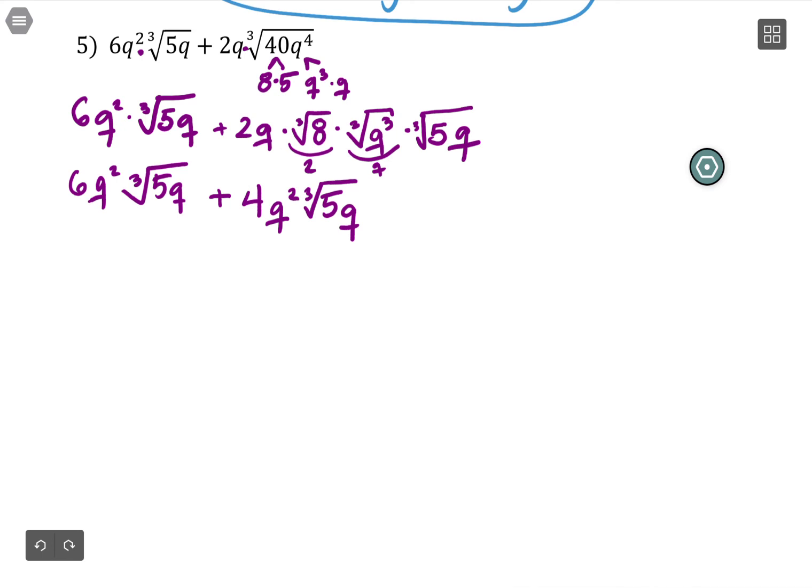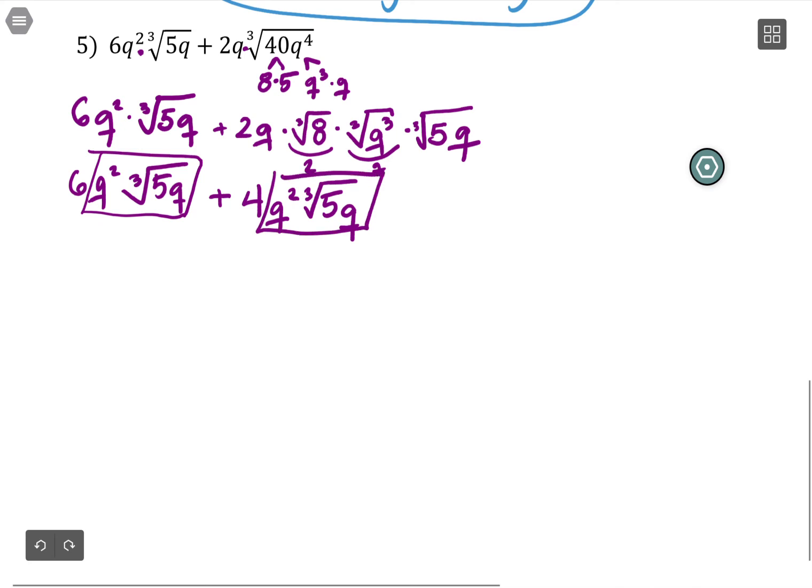So the only thing that doesn't have to match is the coefficient. So here's my apples, and these are also apples. Q squared, cube root 5q's are what we're adding up. We have 6 of them. We add 4 of them. We're going to end up with 10q squared cube root 5q's.